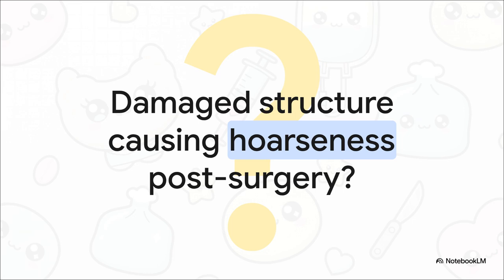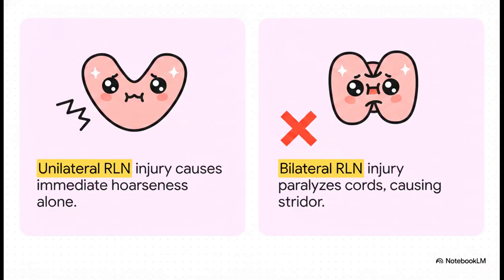He has no difficulty in breathing. Damage to which of the following structures has occurred? A. External laryngeal nerve. B. Recurrent laryngeal nerve. C. Superior thyroid artery. D. Inferior thyroid artery. Or E. Parathyroid glands. And the correct answer is B.